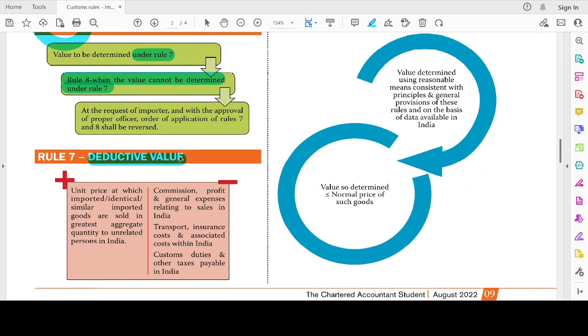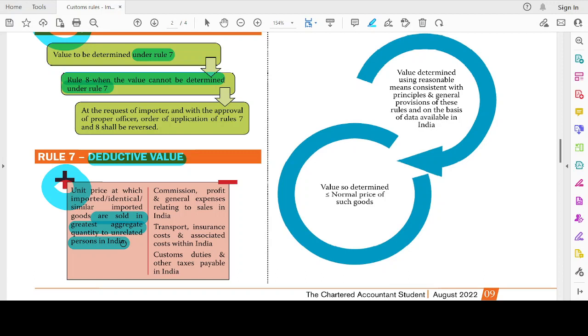What does deductive value mean? I have to take the unit price at which the imported identical or similar goods are sold in the greatest aggregate quantity to an unrelated person in India. What is the maximum quantity that has been delivered? Aggregate quantity, what's the price? You have to take that and less.